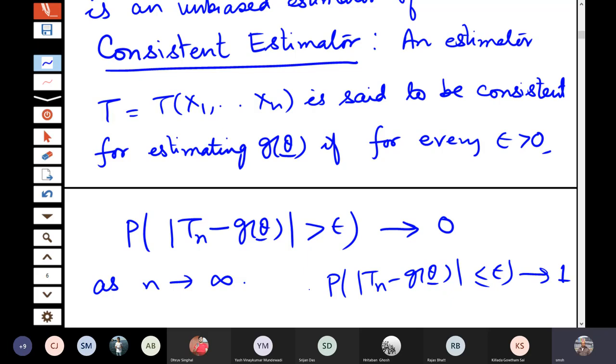Okay, so is this statement clear? Is this concept clear? Yes, sir.